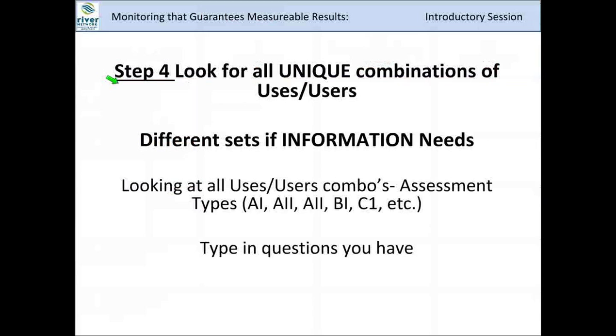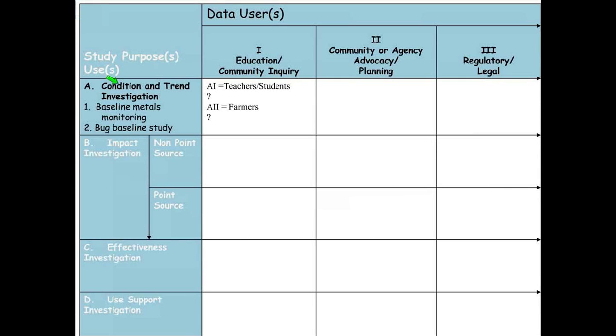So what you can begin to do now, as the next step, is look for all unique combinations of users and uses. Back on this matrix you see on the screen, I've illustrated 2 different unique types. Both of them fall under condition and trend and education. But what I would generate for teachers and students in terms of data information in this example is really different than what I might generate for farmers whom I might be asking to do a specific best management practice.